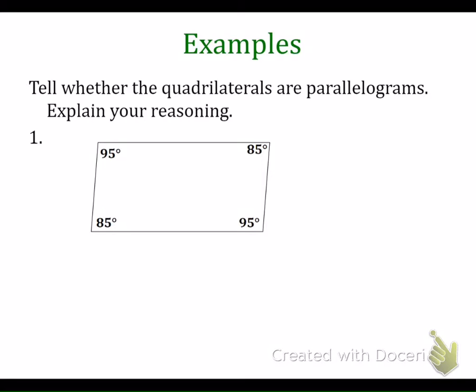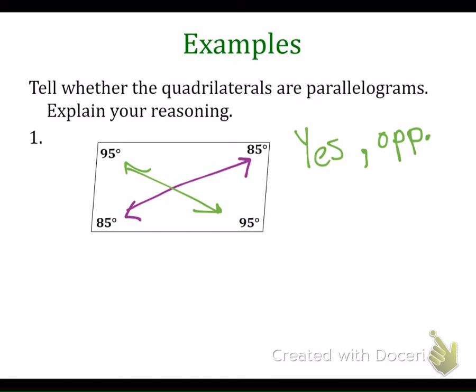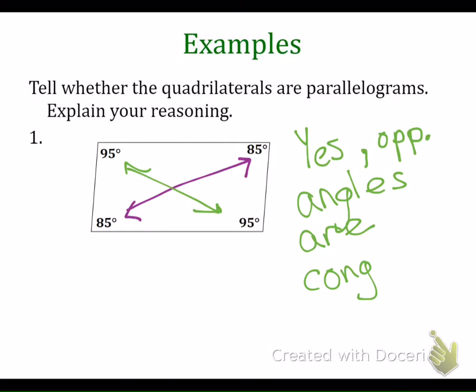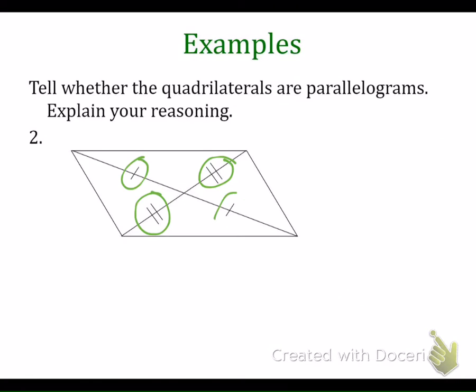So what do you guys think here? What could we look at? Are the opposite angles congruent? Yeah. So we can say yes, opposite angles are congruent. Okay, and then this side is congruent to this. So it's going to be a yes. The diagonals bisect each other.